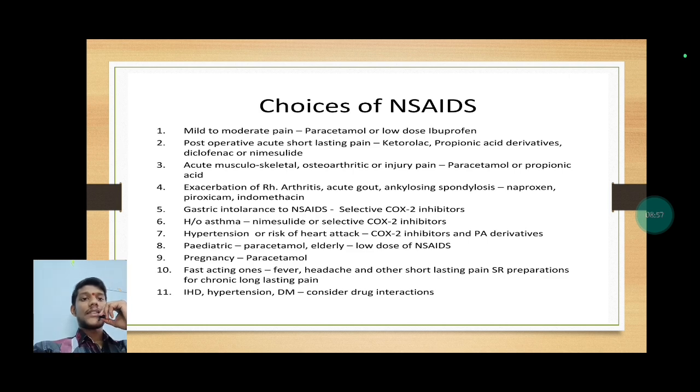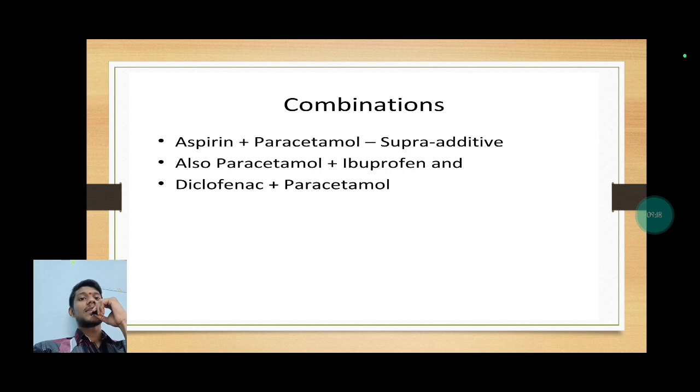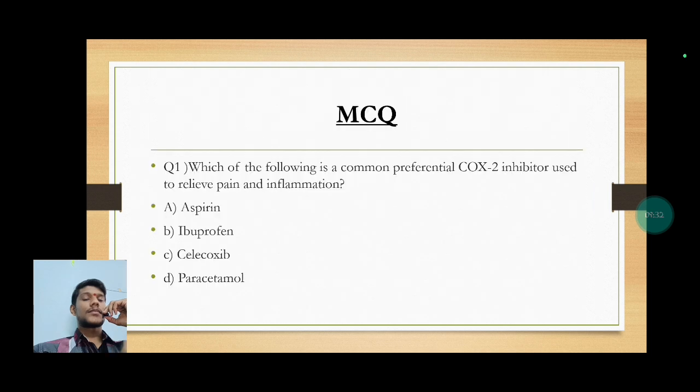Fast-acting ones for fever, headache, and other short-lasting pain. SR preparation for chronic long-lasting pain. And in IHD, hypertension, diabetes mellitus, consider the drug interaction. Combination: aspirin plus paracetamol is superadditive. Also, paracetamol and ibuprofen, and diclofenac and paracetamol. So, let's move on to MCQs.